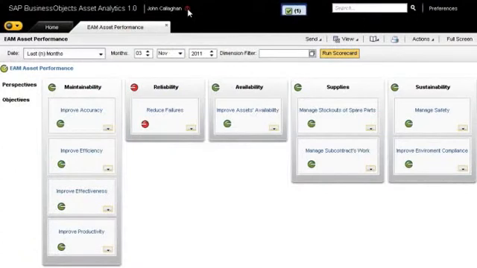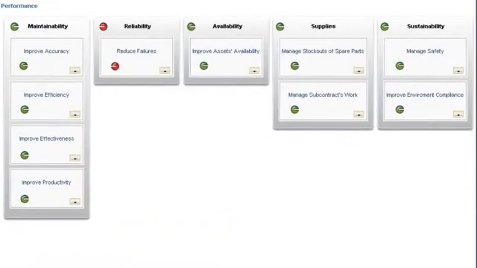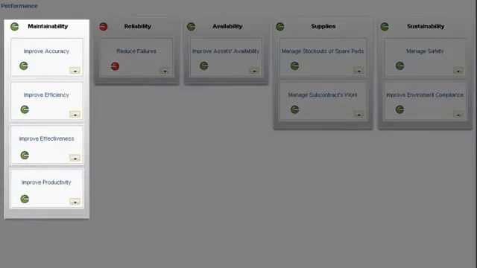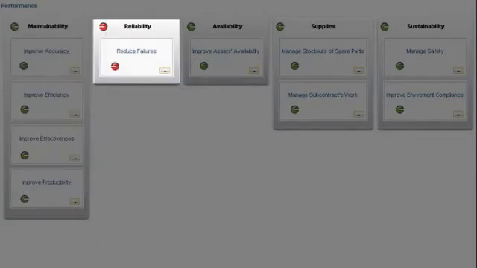SAP BusinessObjects Asset Analytics provides a high-level scorecard that lets you identify issues, assign tasks, and take corrective action. The scorecard displays information across 5 key perspectives. Maintainability tracks asset efficiency, accuracy, productivity, and effectiveness. Reliability leverages key maintenance KPIs, such as mean time between failures, mean time between repairs, and mean time to repair, to monitor assets, to minimize failures, and maximize uptime.